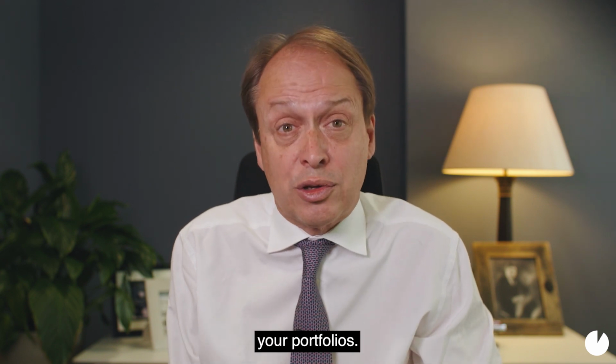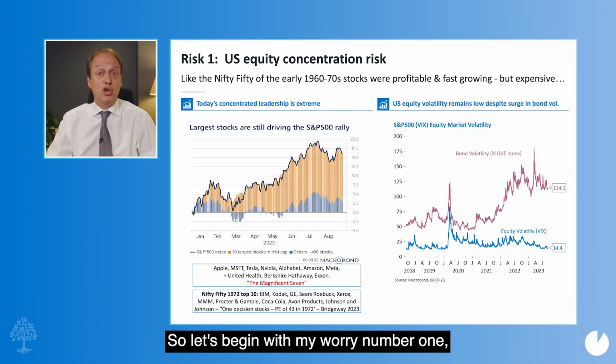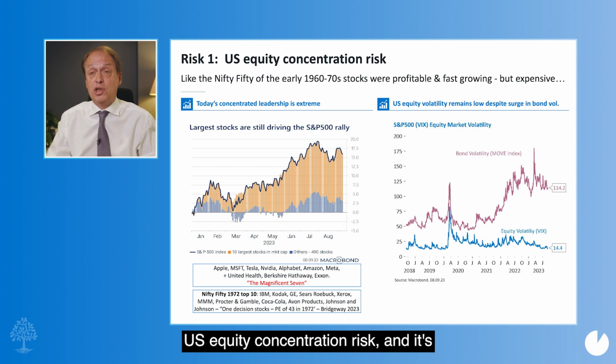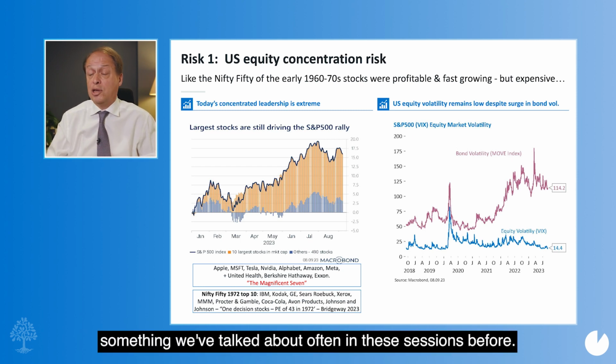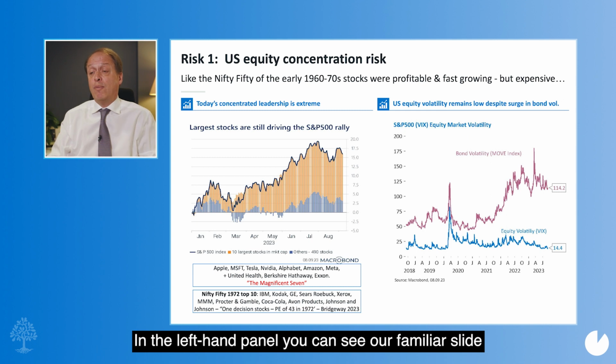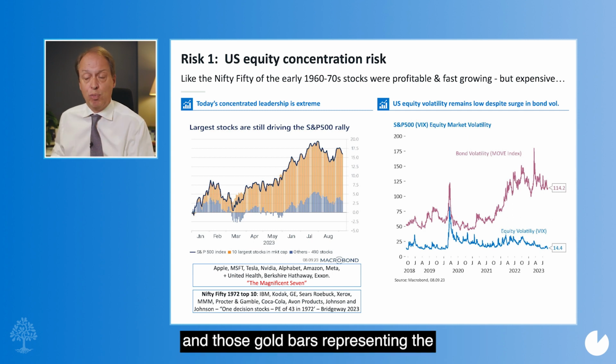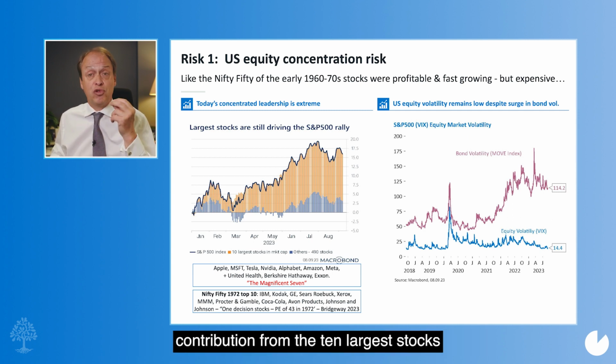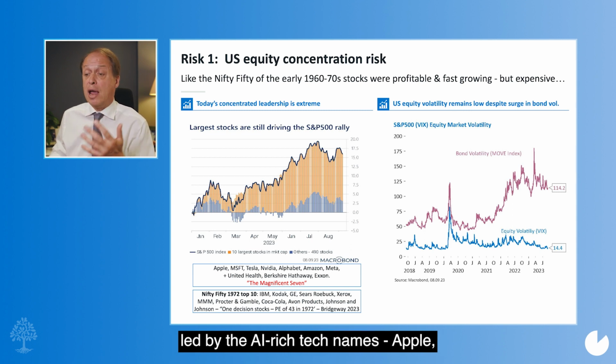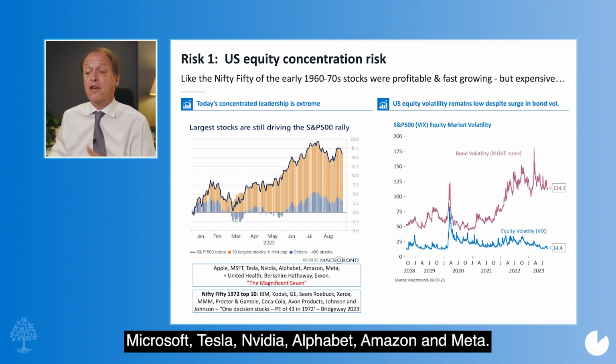So let's begin with my worry number 1, US equity concentration risk, and it's something we've talked about often in these sessions before. In the left-hand panel, you can see our familiar slide of the total return of the S&P 500 for the year to date, and those gold bars representing the contribution from the 10 largest stocks, led by the AI-rich tech names Apple, Microsoft, Tesla, Nvidia, Alphabet, Amazon, and Meta.